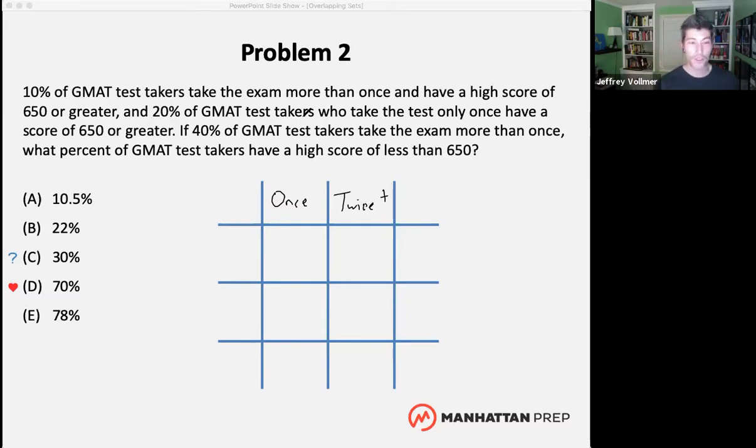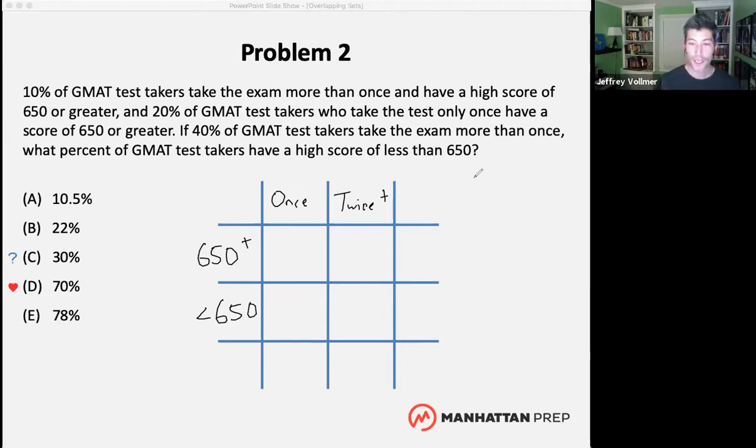And the other category is your score range, right? You can have a high score of 650 or greater, so we'll call it 650 plus. Or you can have a score range that falls below that, a max score that falls below this, so we'll call it less than 650. You can call it 640 minus if you want.